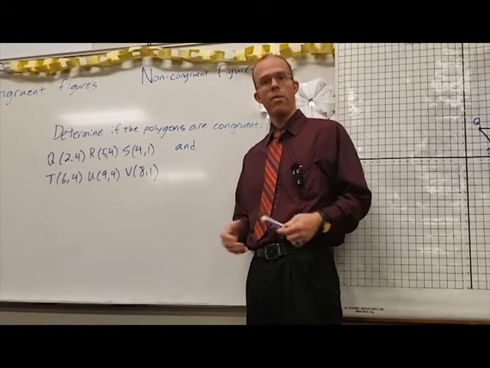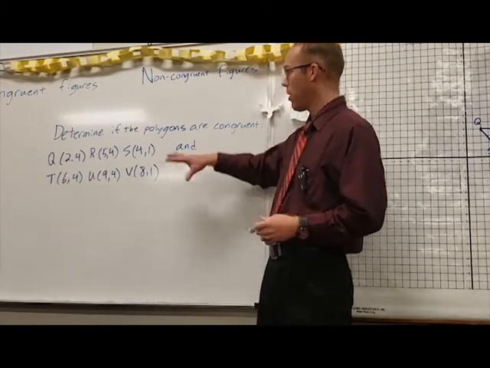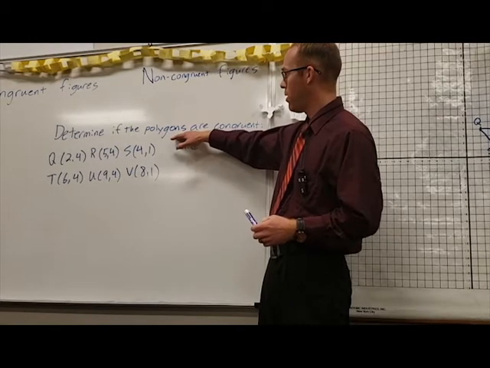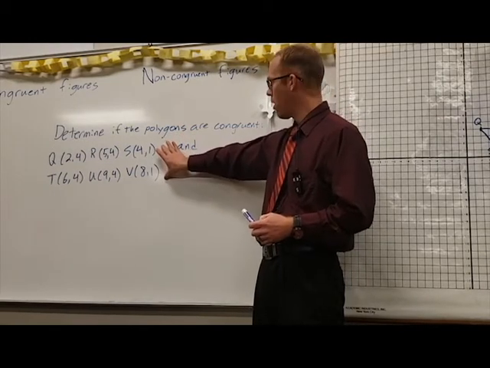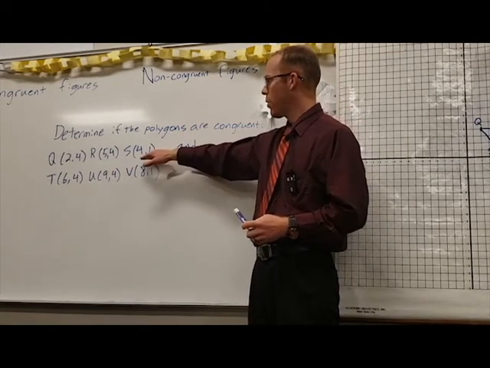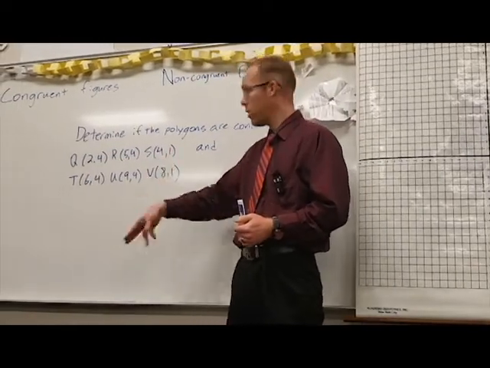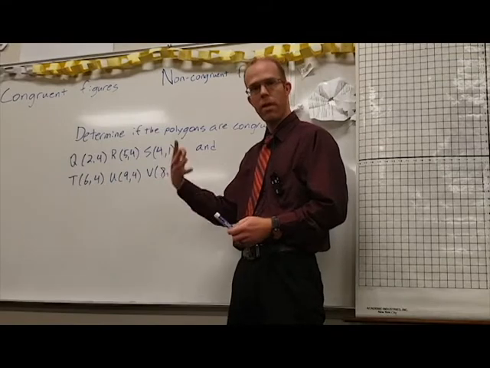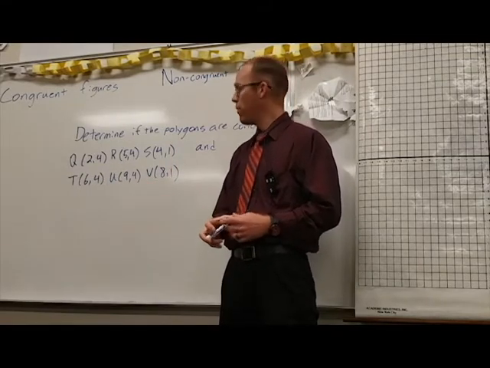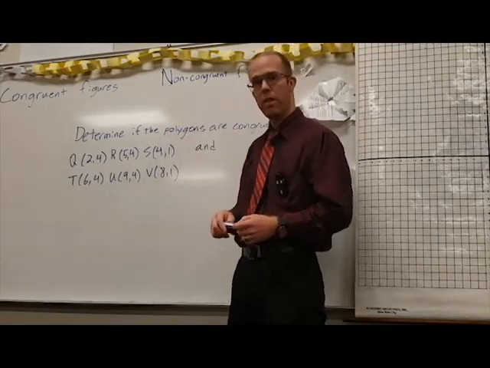Our next task, now that we know how to tell if two figures are congruent, is to determine if the two polygons right here are congruent to each other. So we're given 3 points for each polygon, Q, R, and S, so that'll make a triangle. Then T, U, V will also make a triangle. Before we determine if they're congruent, we need to graph them.